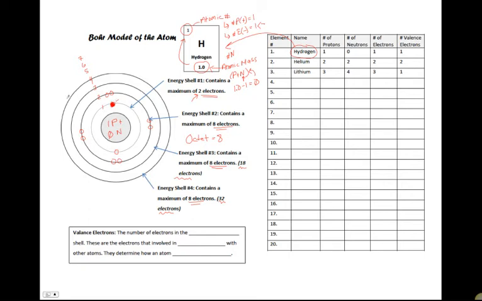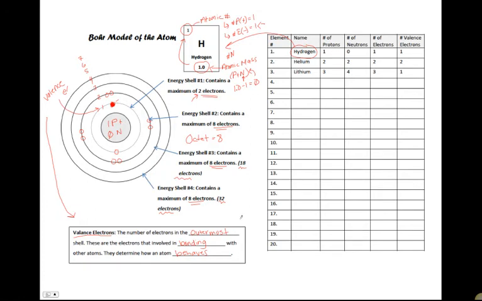Well, this electron is going to play a very important role in how hydrogen behaves. And this electron is going to be called the valence electron. And down here, we're going to go ahead and define what valence electrons are. Valence electrons are the number of electrons in the outermost shell. These are the electrons that are involved in bonding with other atoms, and they determine how an atom behaves.